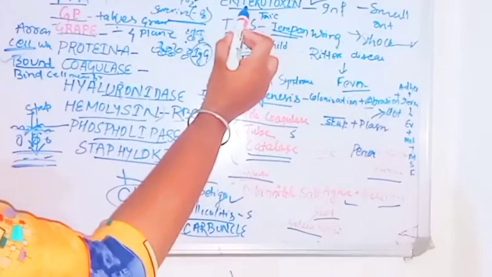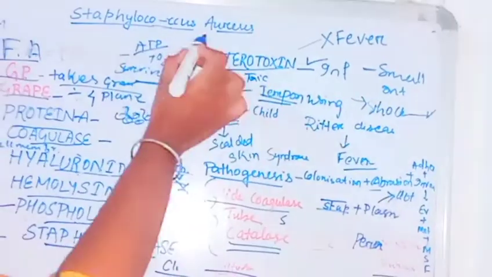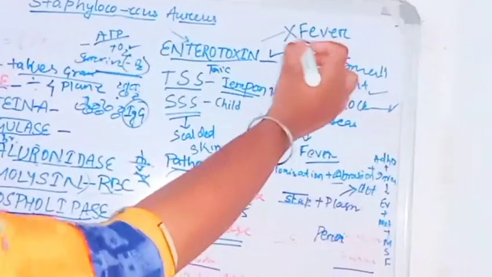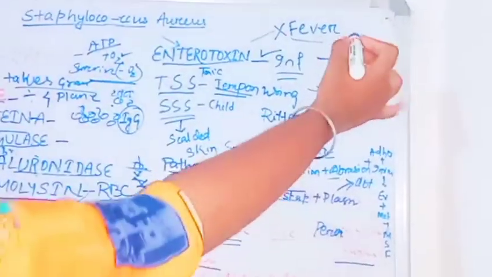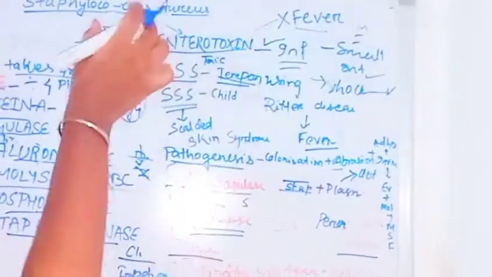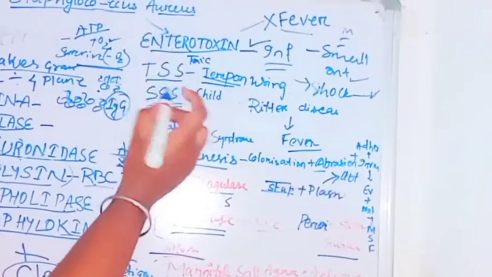Then enterotoxin, which is the toxin released by Staphylococcus that causes infection of the small intestine. In that period, there is no fever. Without fever, other symptoms like malaise and weakness are found, but there is no fever in Staphylococcus aureus during enterotoxin.